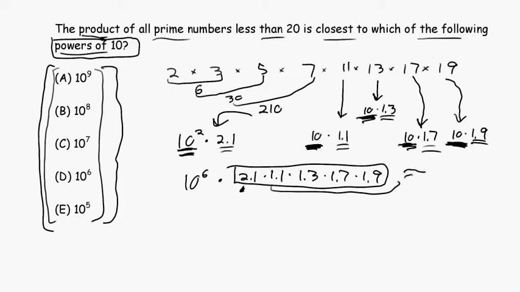So that'll roughly give me 8, which is roughly another 10, because they're asking us to approximate. So we have a 7th 10. So we have 10 to the 6th times 10, which gives us 10 to the 7th. Answer choice C. So they do like these approximations on this test.